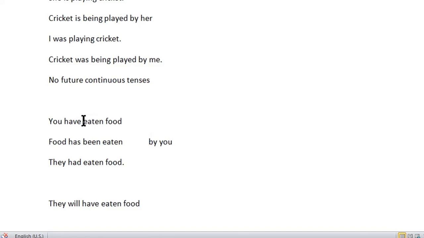So passive voice with has, have, had is so easy. You just have to add "been" to it and check the singular and plural. So: food has been eaten by you. Look here, we don't need to change the form of the verb. We just change "have" into singular "has", add "been" to it, and change the order.